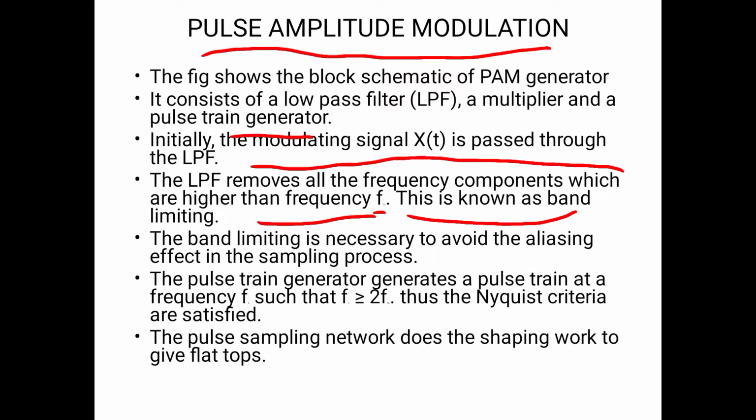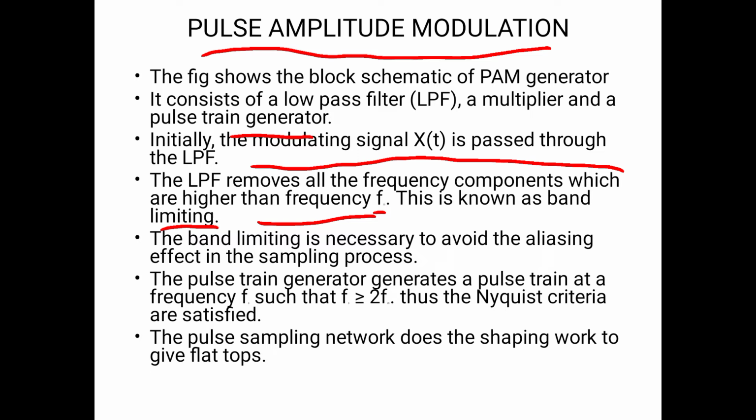This is known as band limiting. Here we are limiting the band of frequencies. Band limiting is necessary to avoid the aliasing effect in the sampling process. This band limiting is nothing but the low pass filter, which allows only frequency components lesser than this f. This band limiting is useful for avoiding the aliasing effect.